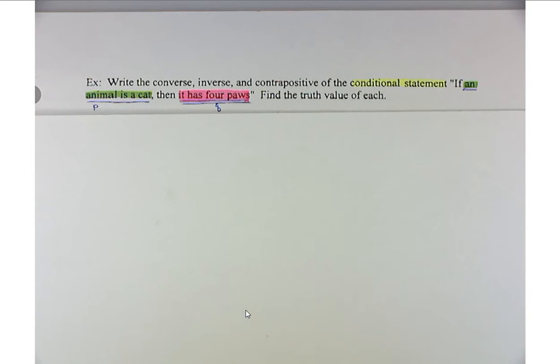Okay, so what I want you to do is I want you to write the converse. If you're feeling comfortable with that and you want to try the inverse and contrapositive, you can. Okay, I'm going to give you a few seconds to do the first one, then we'll go over it to make sure you got it right. All right?